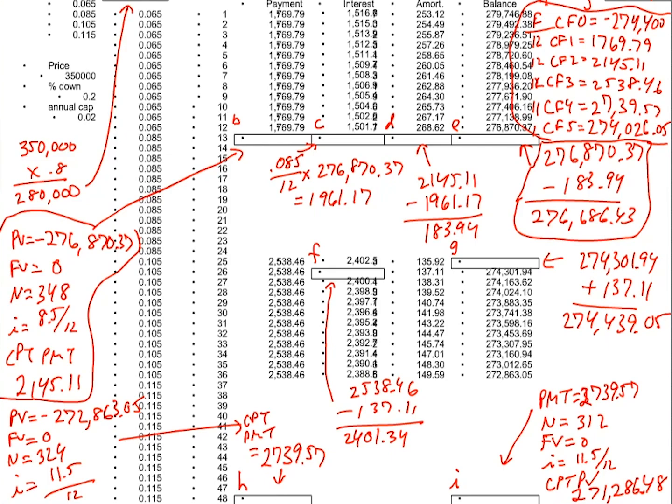Okay, so that final cash flow, the $274,000, is made up of the regular monthly payment of the $2,739 plus paying off the balance of the $271,286. Okay, and then we just solve for the internal rate of return, multiply times 12, and we see that it's 9.64%.